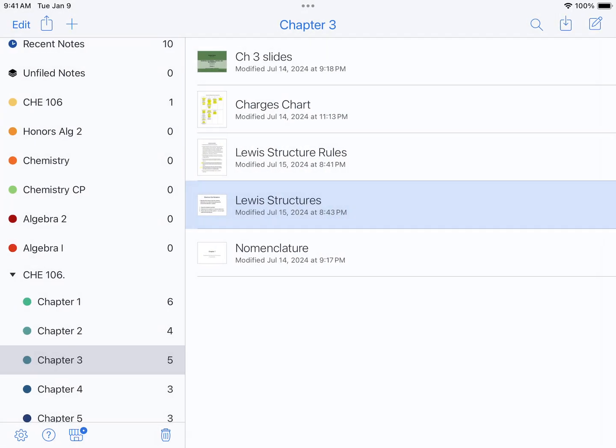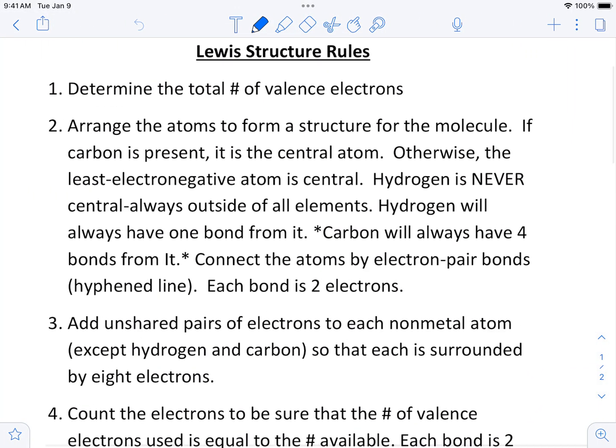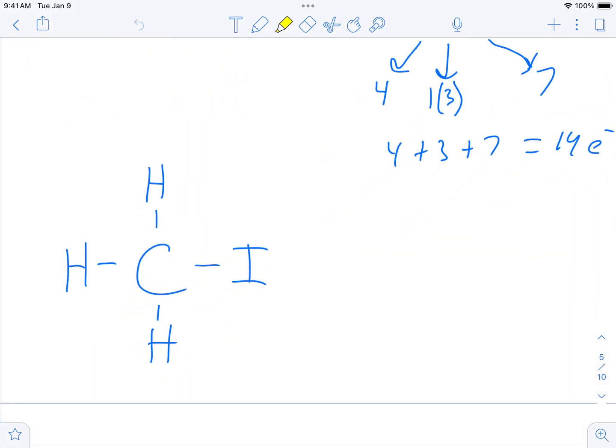So I want to refer back to the rules so we can look at them. So step number 1 we did. Step number 2, notice we followed that. This is very important, that hydrogen will always have 1 bond from it. So notice here, why didn't I put this I onto one of the H's? Well, because I knew that once hydrogen has one of those bonds, it is done. It cannot do anything else.